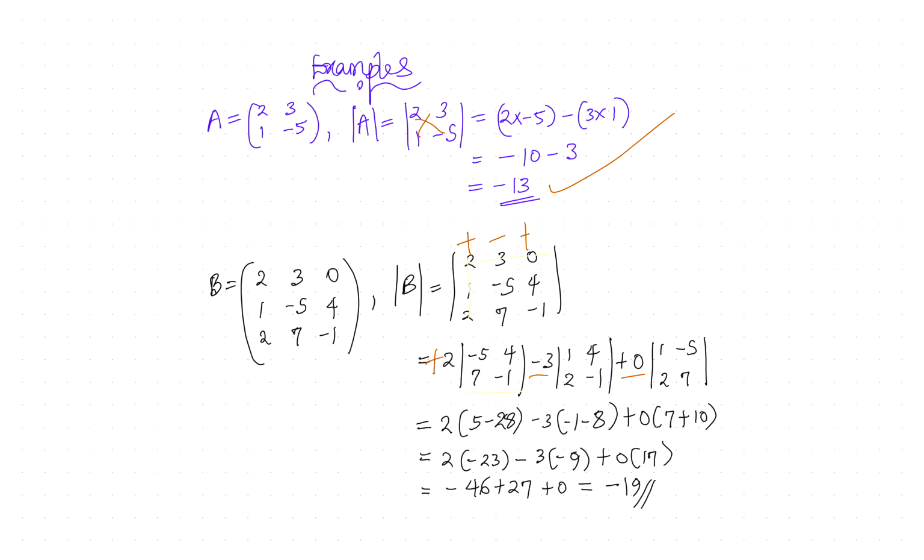All right. And then you go to minus 3. So you cross out the column to which it belongs and the row to which it belongs. So what do you have left? 1, 4, 2, minus 1. That's what you keep here.